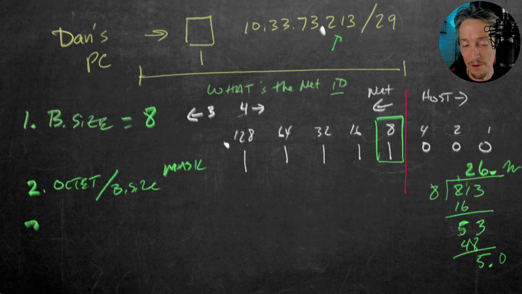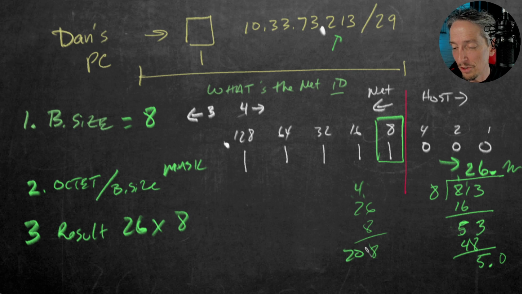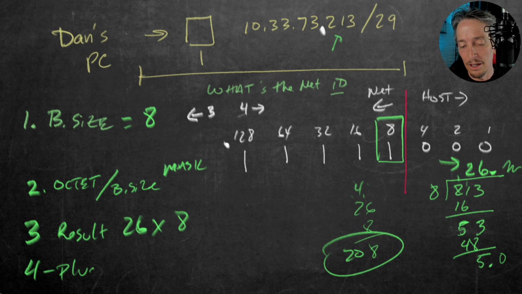So then the third step is you take the result, which is 26, this result right here, and we multiply that by the block size of 8. So let's do that. 26 times 8. 6 times 8 is 48. 8 times 2 is 16. 17, 18, 19, 20. 208. So that would mean we're going to take this number. The fourth step is to plug it in.